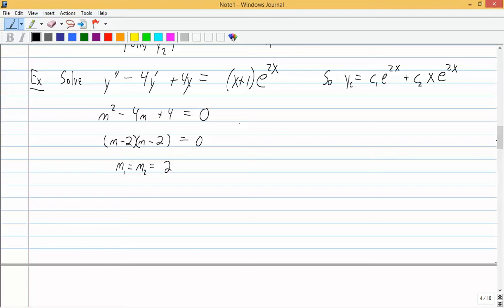All right, so from your complementary solution, you get your y sub 1 and your y sub 2. Your y sub 1 is e to the 2x. Your y sub 2 is x e to the 2x.